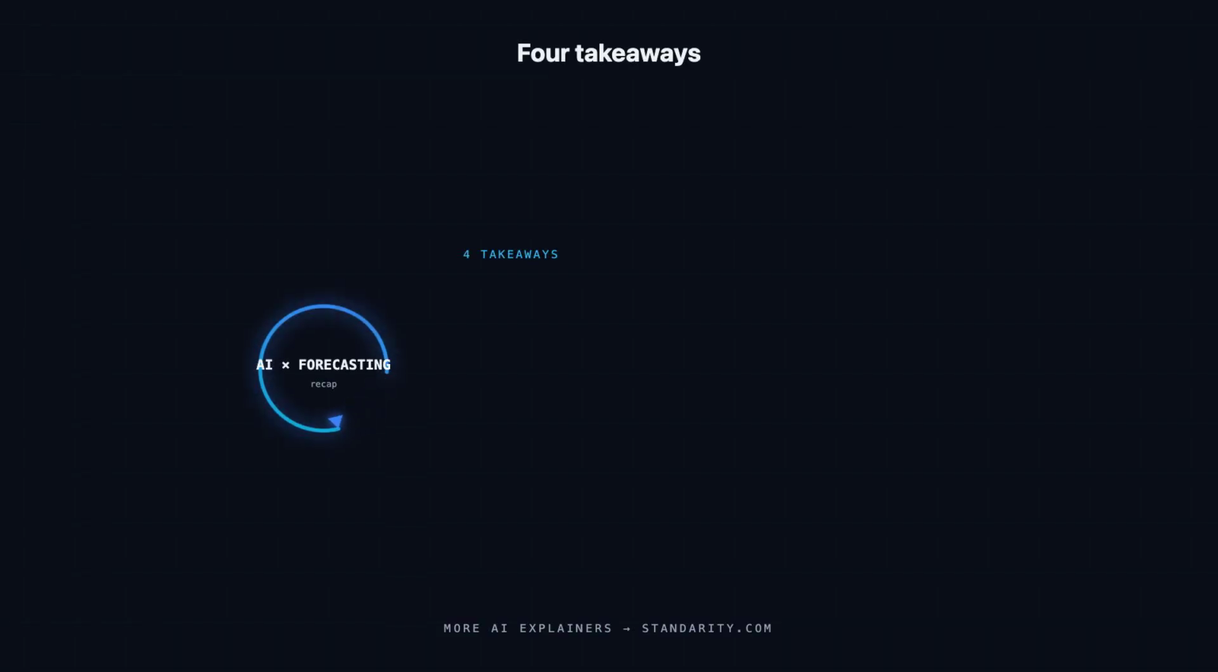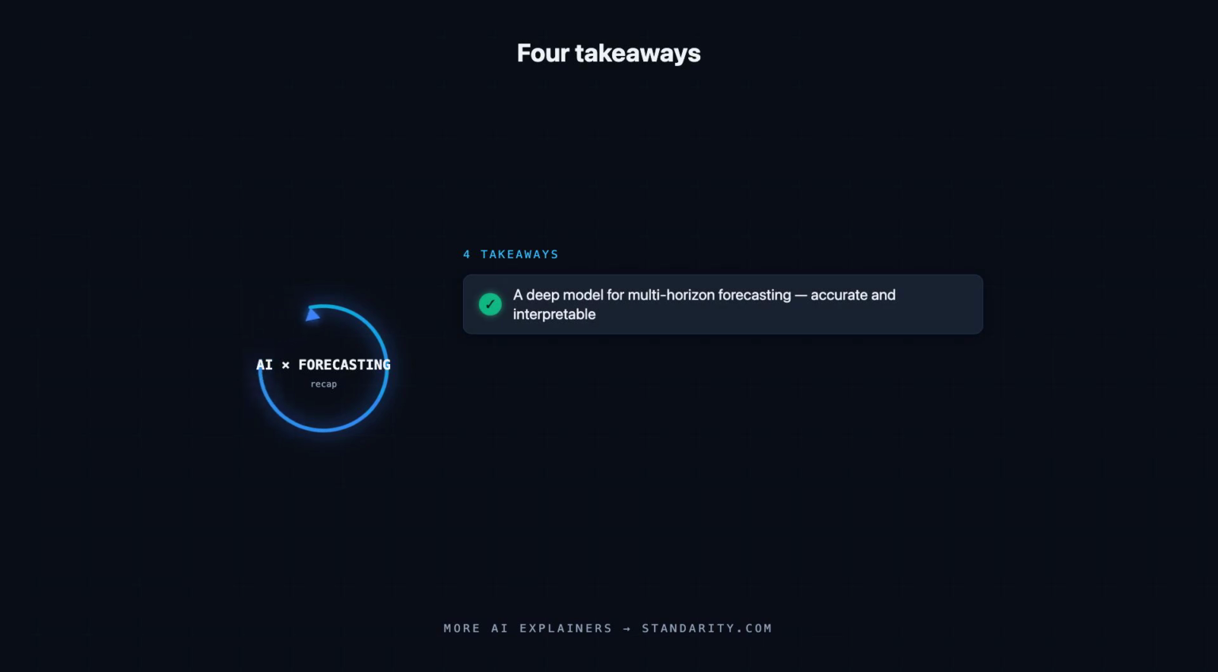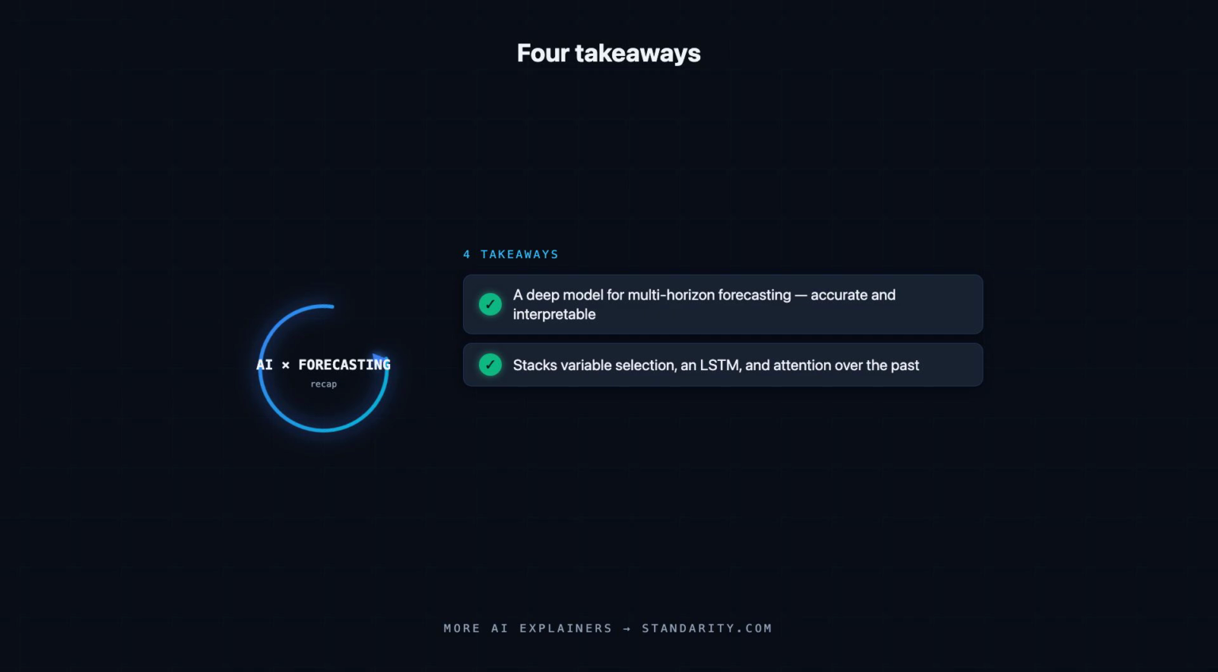Let's wrap with 4 takeaways worth holding on to. The Temporal Fusion Transformer is a deep model built for multi-horizon time series forecasting that manages to be both accurate and interpretable. Inside, it stacks 3 ideas. Variable selection to pick what matters, an LSTM for recent local patterns, and attention to focus on relevant past moments.